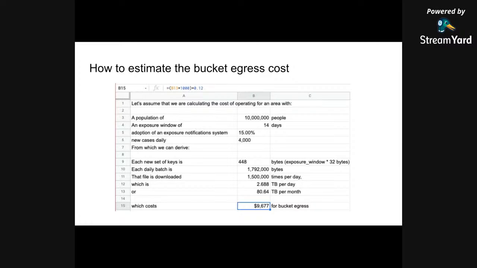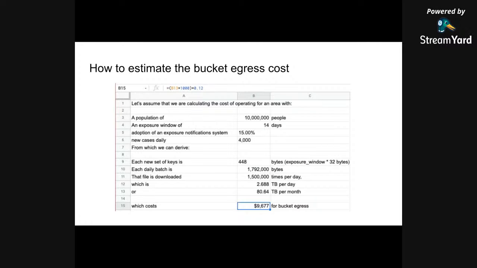From this, you can just look at the population of the Czech Republic, let's say 10 million people, and an exposure window of 14 days. This is what I talked about: when your app is recording the risky encounters, it's keeping a rolling window of 14 days. If something is 15 days old, it's just going to be trimmed and thrown away. But of course, this input in the equation affects a lot the final price of the bucket egress cost that we are going to pay.